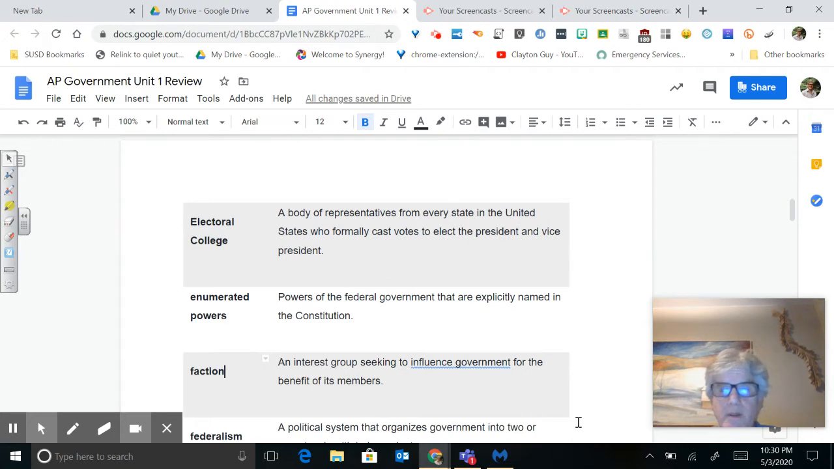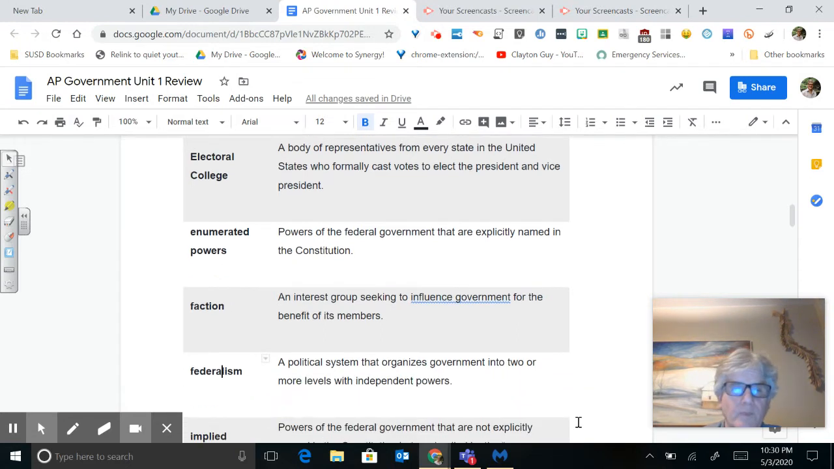Enumerated powers are those powers in the federal government that are explicitly named in the Constitution. You can see them written. They're typically numbered in Article 1 and in Article 2. They're actually specifically written there. The judicial branch does not have any enumerated powers. Faction is an interest group seeking to influence government for the benefits of its members. Factions could also be considered as political parties or interest groups like the NRA.